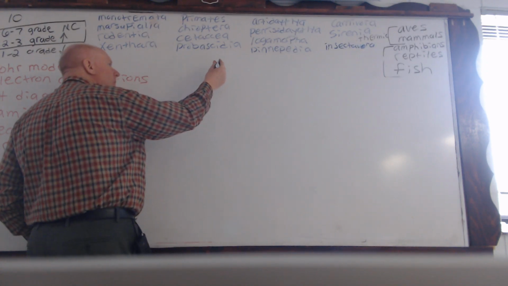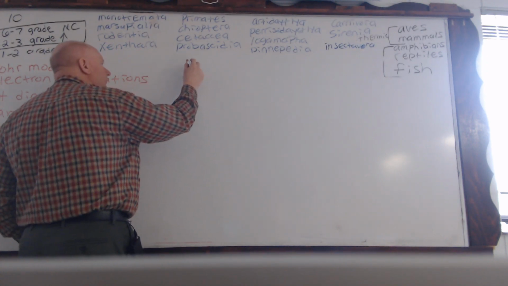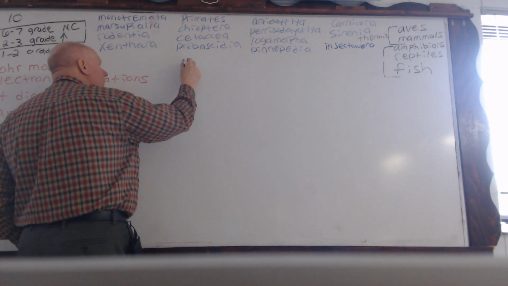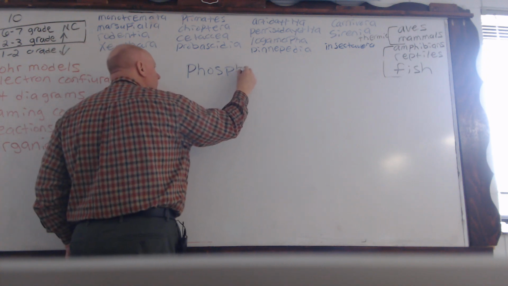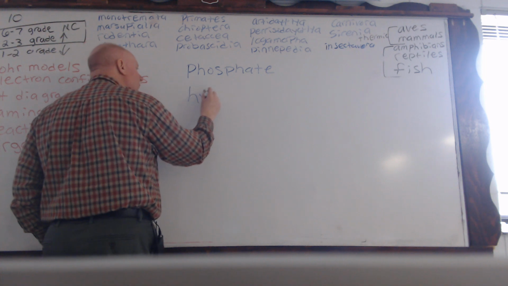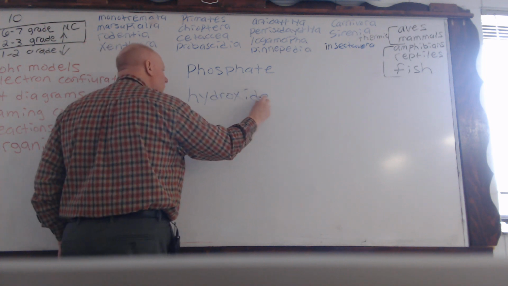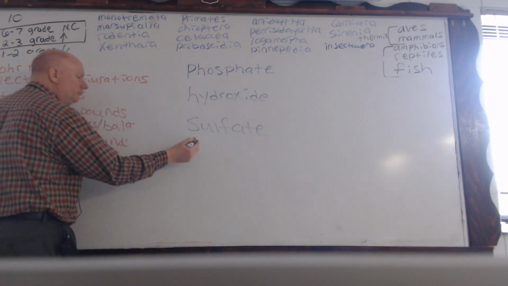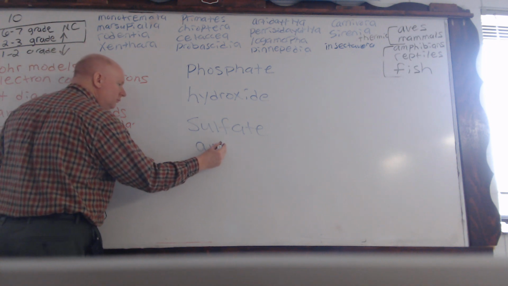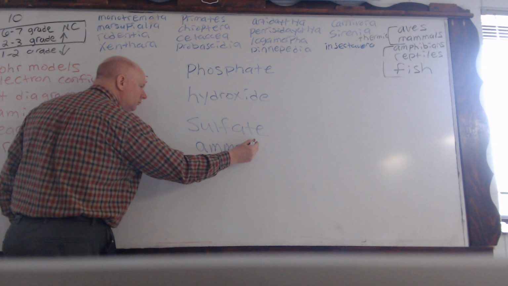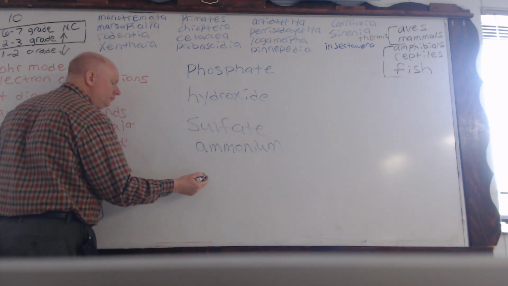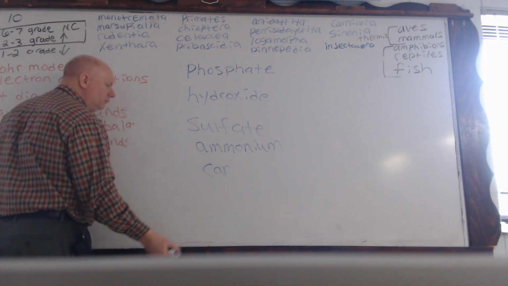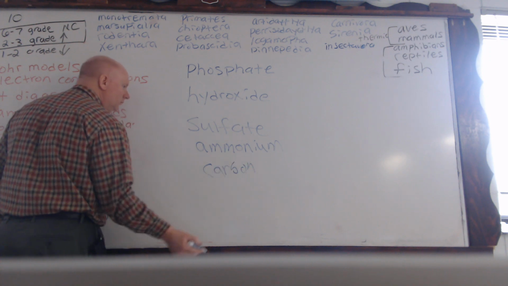List the polyatomic ions, the names of them. Oxygen. No, that's monoatomic, and that's oxide. Phosphate. Chloride. Hydroxide. Oh, these ones. Sulfate. Ammonium. I don't know anymore. I'm lost. Carbonate.